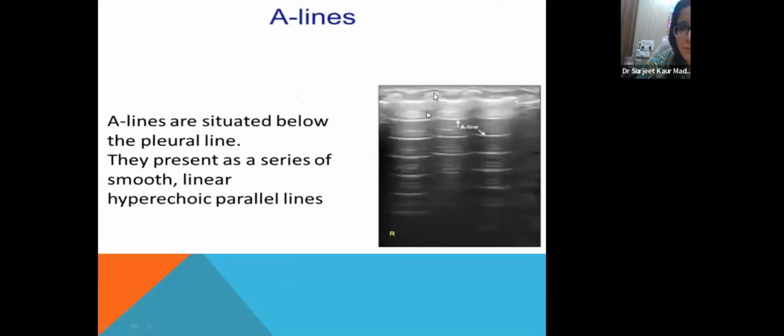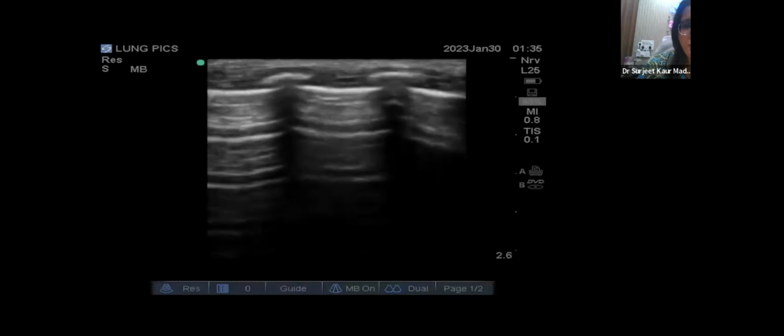This is a pleural line. These are the ribs. This is a pleural line. These horizontal, echogenic, parallel lines which are present in a series parallel to the pleural line and equidistant from the pleural line are called A lines. And A stands for air. It means when you have good A lines, you have good aeration of the lungs. They're hyperechoic parallel lines. You need to recognize these lines.